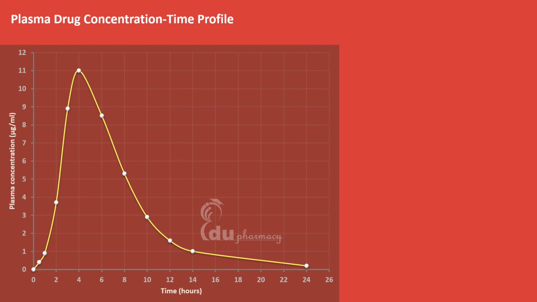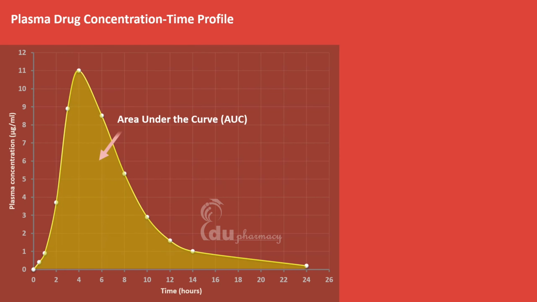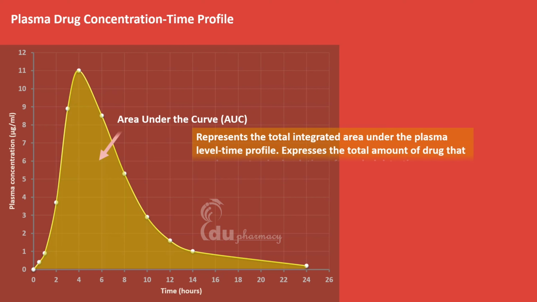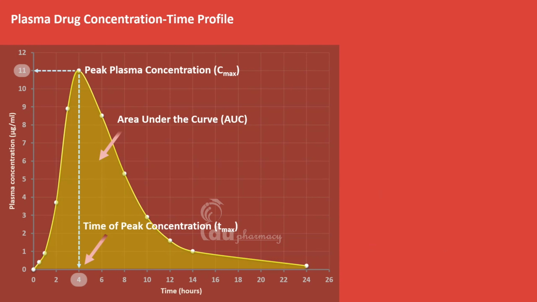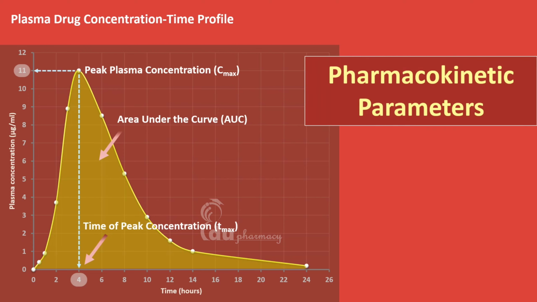Area under the curve, AUC. AUC represents the total drug exposure over time. It is crucial for assessing the extent of drug absorption and bioavailability. The larger the AUC, the greater the amount of drug that has entered systemic circulation. Peak plasma concentration, Cmax, time to peak Tmax, and area under the curve are categorized as pharmacokinetic parameters.